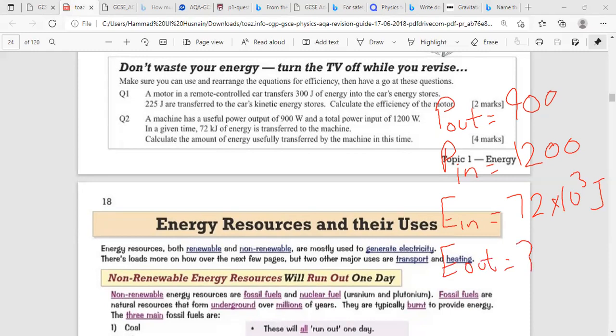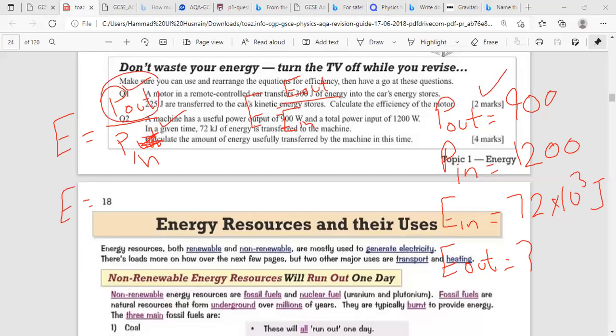So what is efficiency? We have two formulas of efficiency. The one is power output divided by power input, and the other one is efficiency equal to energy output divided by energy input, right? Yeah. So now we are given the power output and power input. So what we will do is calculate the efficiency using these powers, by dividing 900 by 1200.